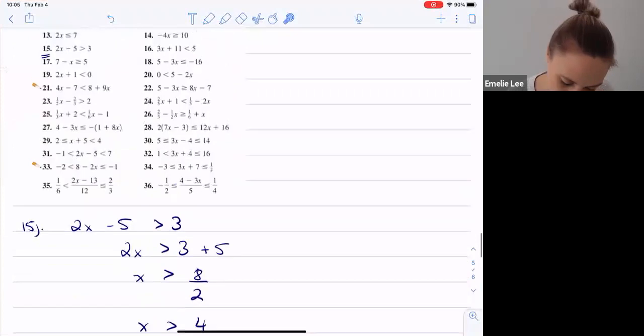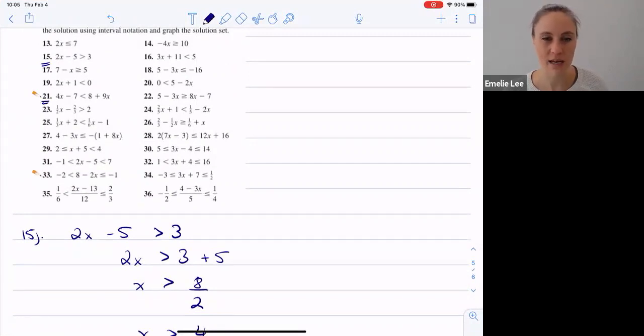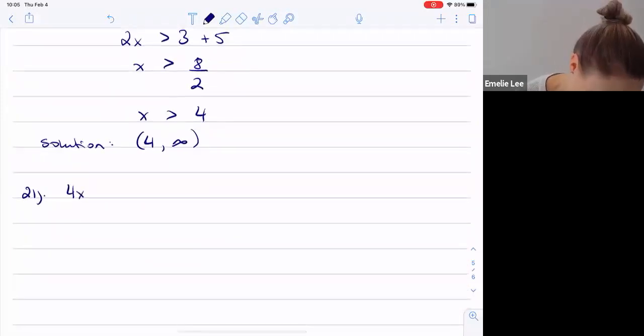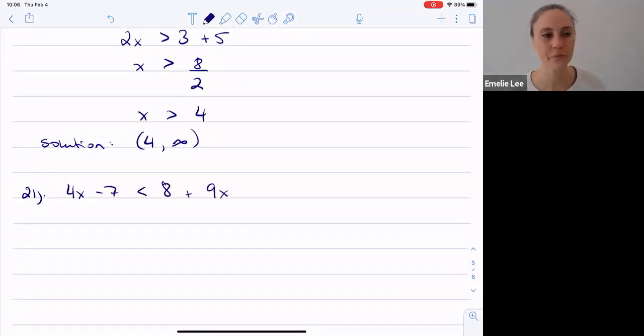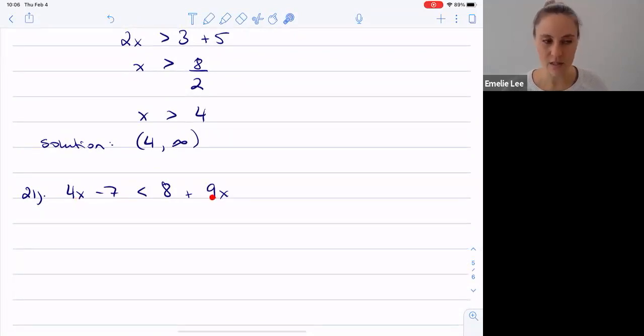Okay. So let's do 21. Again, we want to solve for the x that makes this happen. So 21 is 4x minus 7 divided by 8 plus 9x. I've got x's on either side here. So what I need to do, just as if this was an equal sign, is bring all my x's to one side and all my numbers to the other side, and eventually just shake out that x.